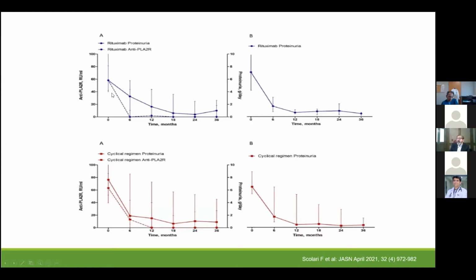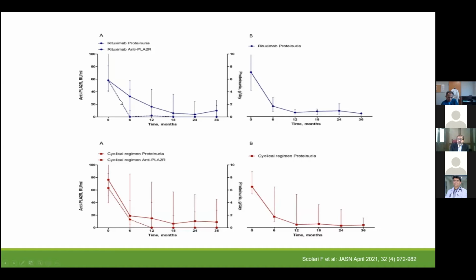So the caveat that we need to remember in both these is that rituximab is performing just as well as the cyclical regimen, but this is an easy group to treat, in the sense that the PLA2R antibody is not very high and the GFR is well preserved. But the principle in the MenEcyclo was that rituximab and cyclical therapy performed quite well, equivalently well in this cohort.